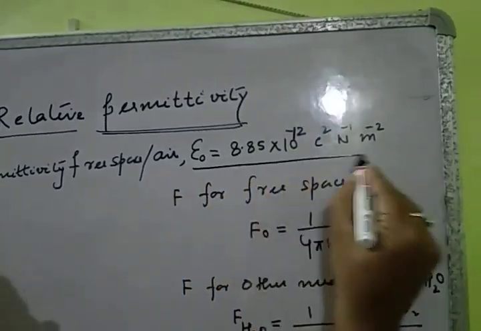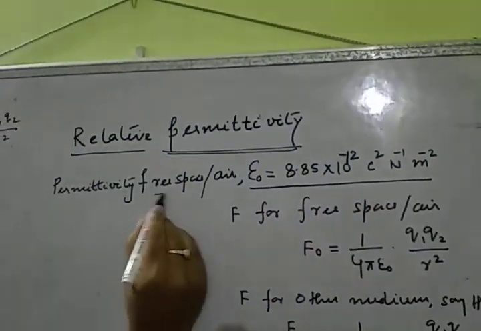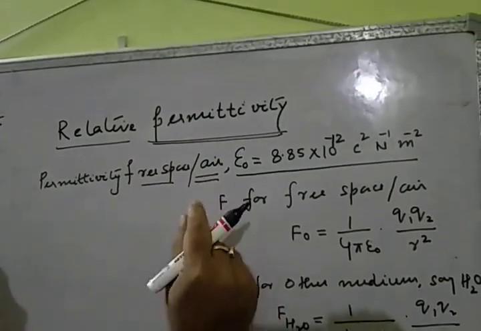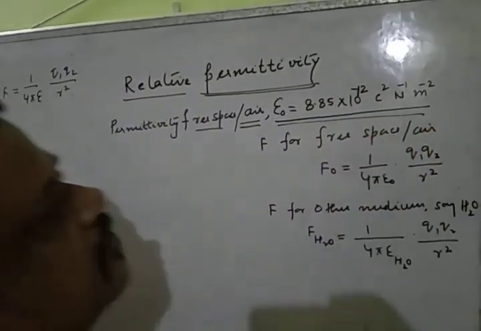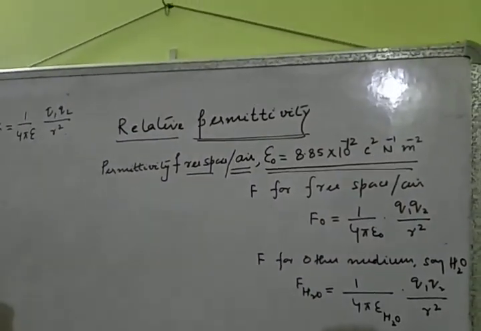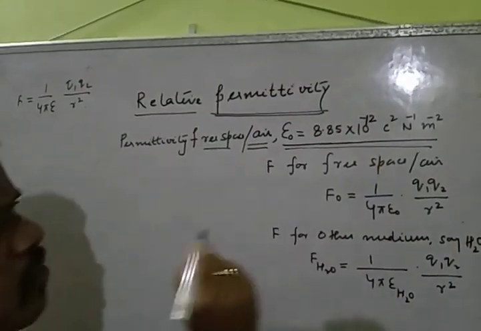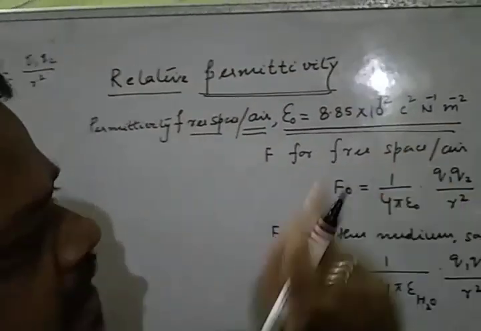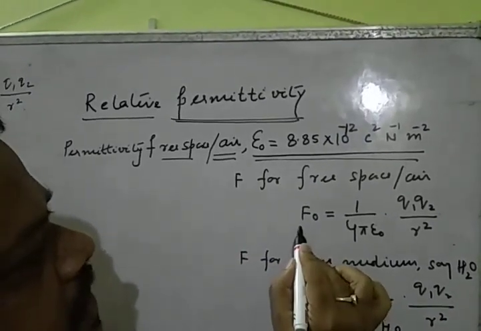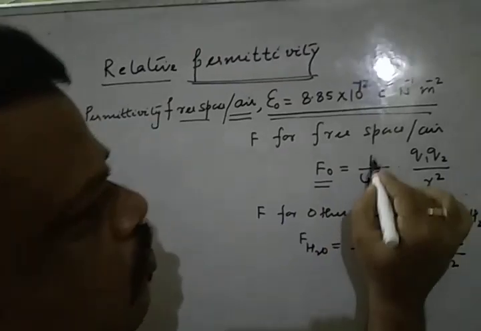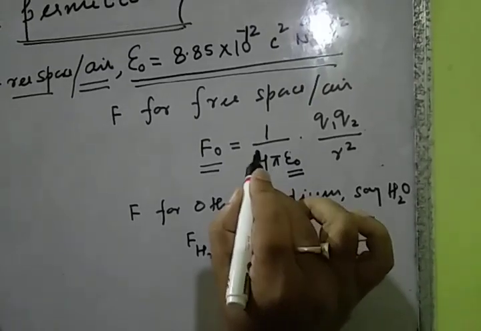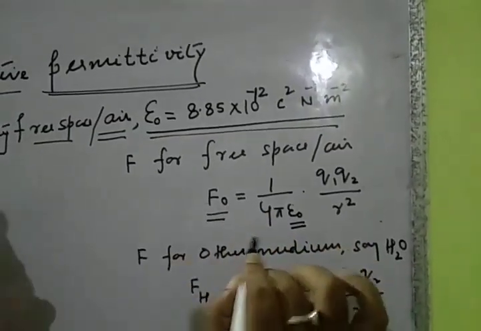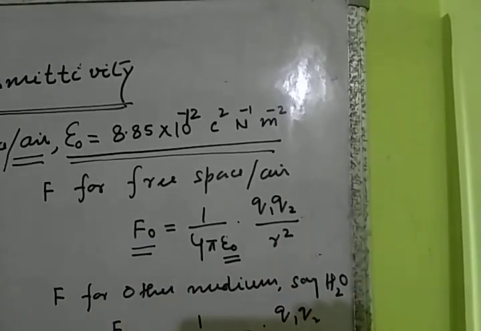Suppose this is the permittivity for free space or air. Free space or air is the same thing, but there is a little difference, I will come to that. The value of permittivity is 8.85 into 10 to the minus 12 C square N minus 1 m minus 2. If we want to calculate the electrostatic force for free space, we can write F naught, the electrostatic force for free space or air, equal to 1 by 4 pi epsilon naught, where epsilon naught is the permittivity for free space or air, into Q1, Q2 by R square.